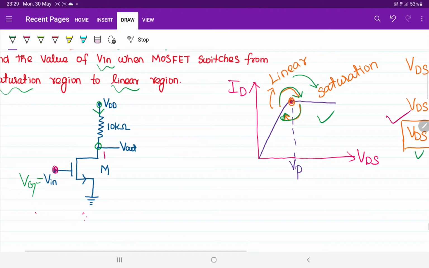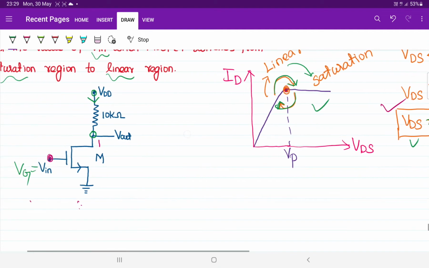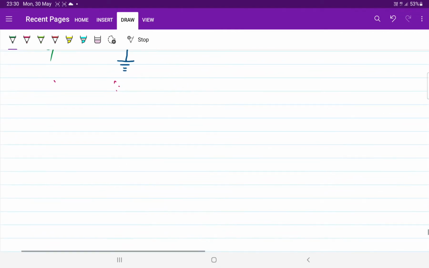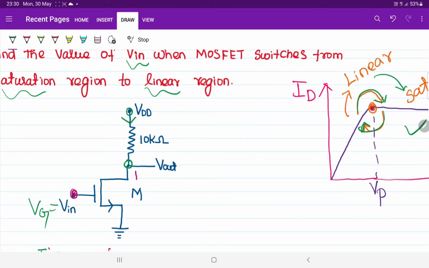Whenever they are talking about switching problems, like switching the region from linear to saturation or saturation to linear, that is the first step that you have to do. Next thing is you have to identify the equation for drain current. Here, if you observe, the MOSFET is initially operated in the saturation region, that is what they told, and then it will be shifted from saturation to linear region.